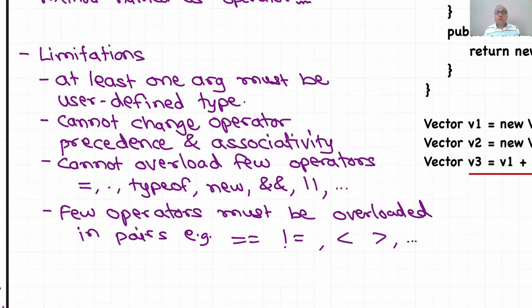Now, there are a few operators which define the core syntax of C#, and these operators are not allowed to be overloaded, which includes equal to operator, dot operator, typeof operator, the new operator, then logical ANDing, logical ORing operator. These operators cannot be overloaded. And as I said, certain operators must be overloaded in pair.